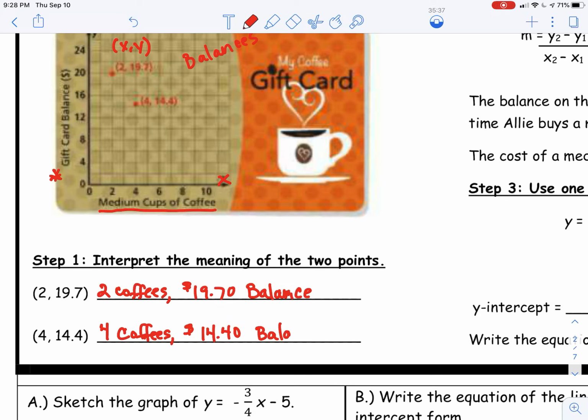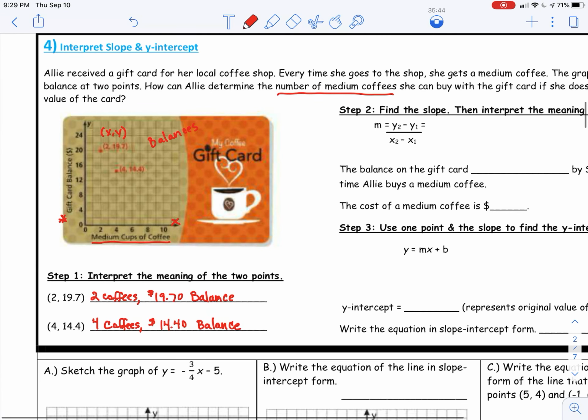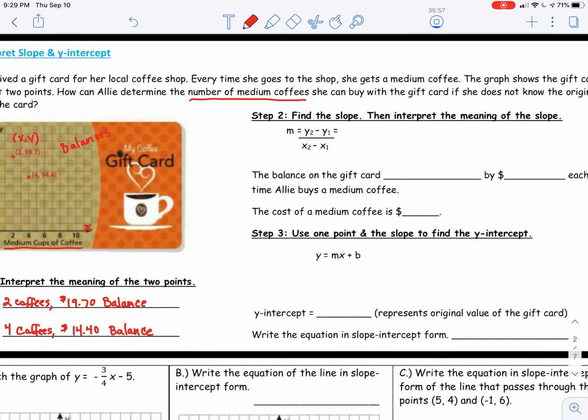So one thing makes sense here, doesn't it? It shows that every time she orders a cup of coffee, her balance is going down. Well, that makes sense. Well, I wonder what the slope of that is. What's the steepness? What is the ratio that's going to show how quickly that is declining? At what rate is that declining? Well, step 2 is going to help us know that.